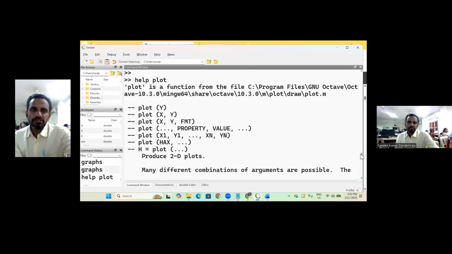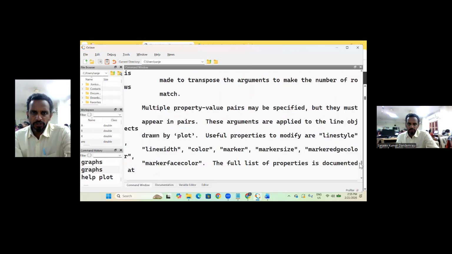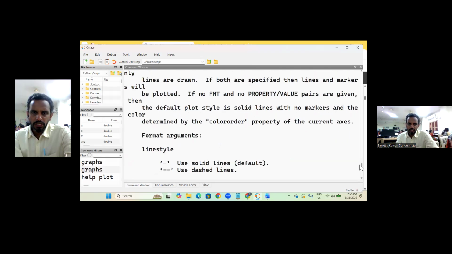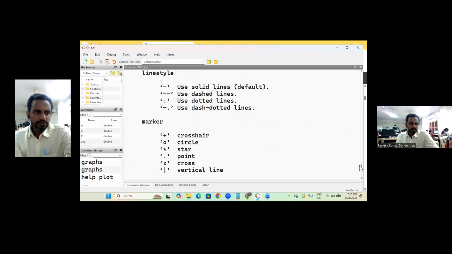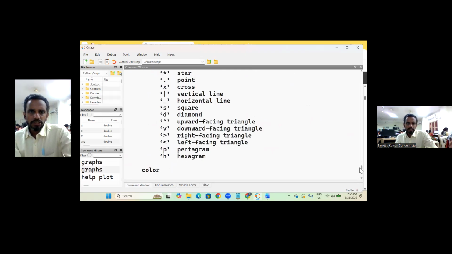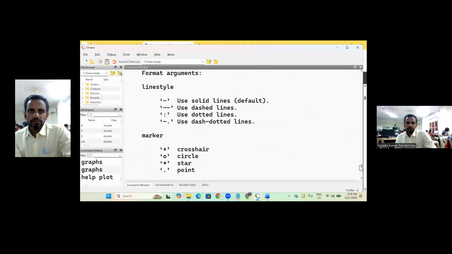In addition to XY coordinates, if you have only Y coordinates, it will give serial numbers to the X coordinate. That's one kind of plot. And you can define X and Y coordinates, XY, and a format. This format has a set of options, like you can precisely control the shape of the curve, the shape of the markers, as well as color.